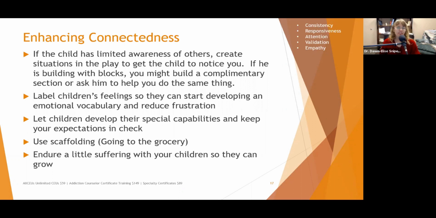Use scaffolding, such as going to the grocery, like I talked about. Start out slow, where you're going when it's not busy. And then once Junior can do that, not get overwhelmed, not melt down the rest of the day, then maybe go when it's a little bit busier, and gradually introduce Junior to an active public place.